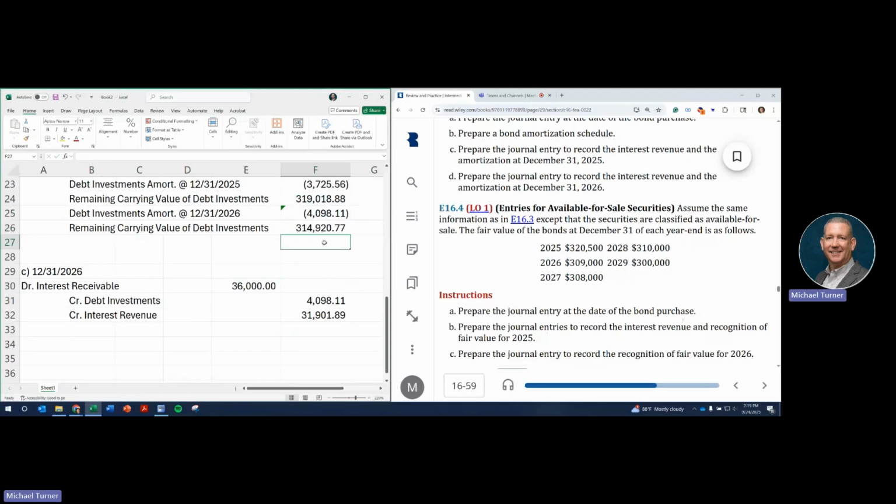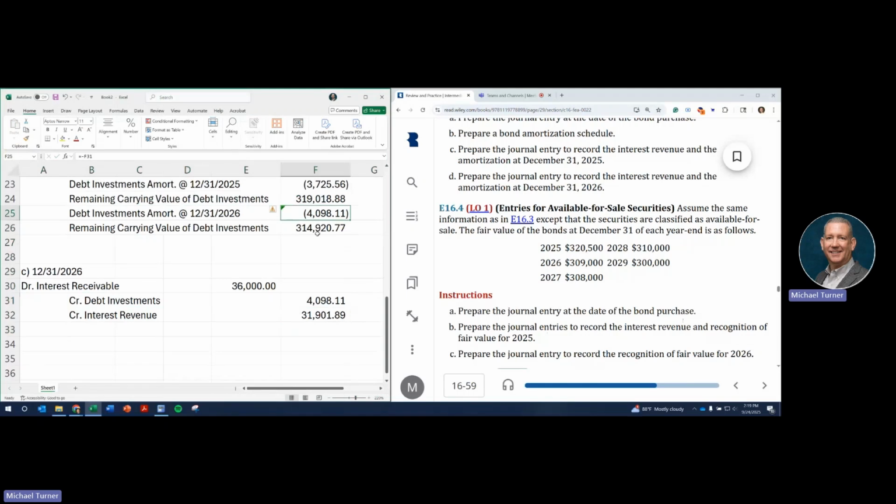All right, so what's happened here is I needed to know how much the debt investments account was going to be adjusted. So I calculated that first journal entry just like we did before. Even though the problem's not asking us to record this journal entry, I need to know what the amount of the credit to the debt investments is. And so I recalculated that journal entry for 2026. We arrived at $4,098.11. And so I'm adjusting the carrying value.